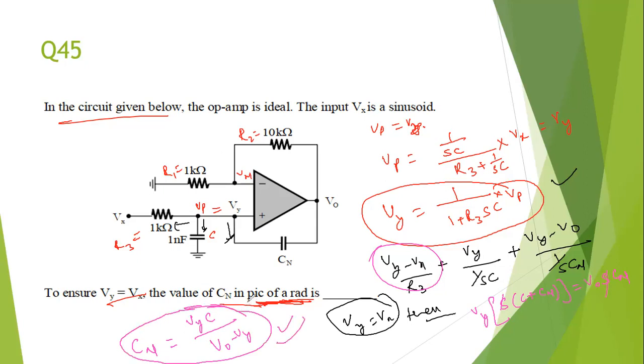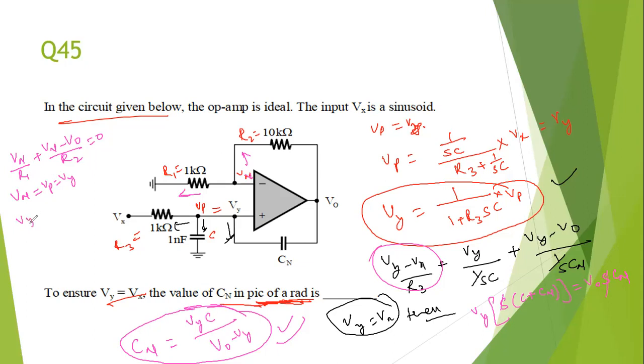This is your Cn. Now apply the KCL here. So when you apply the KCL, Vn upon R1 plus Vn minus V0 upon R2 equal to 0. And in that case, Vn equal to Vp equal to Vy. So just put here, and after putting, you will get here Vy.